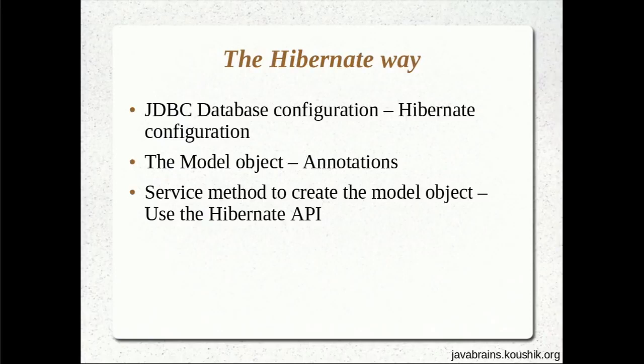The third step which we saw is the service method. So the service method will have an instance of the model object, and normally what it would do is it would pass the model object to a data layer which uses JDBC. Instead, in the Hibernate way of doing things, the service method would pass the object to Hibernate APIs. The method would use Hibernate APIs directly or pass it on to a data layer which uses Hibernate APIs. So it's actually the Hibernate APIs which do the save of the model object.